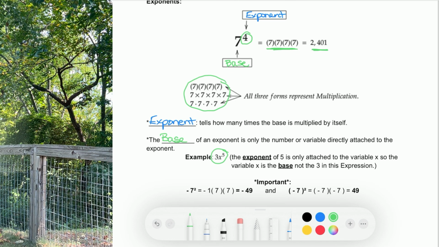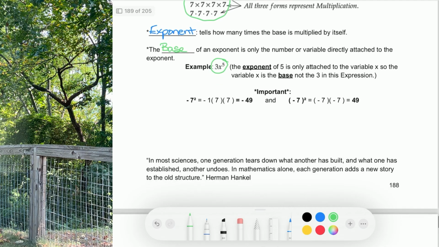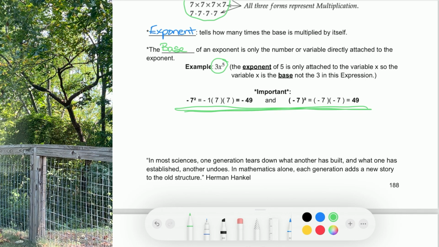The other thing that I want to remind you about is this right here. I spent a great deal of time in a previous video going over the difference between these 2, but I want to reflect on it again just because it's that important. So remember, if there's no parentheses, like this one right here, what you're essentially saying is -1 times 7 times 7 equals -49. Your number is going to stay negative in this scenario.